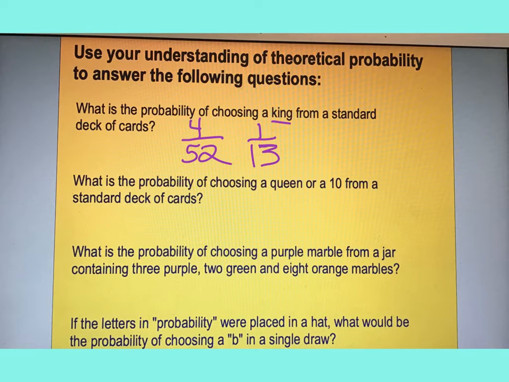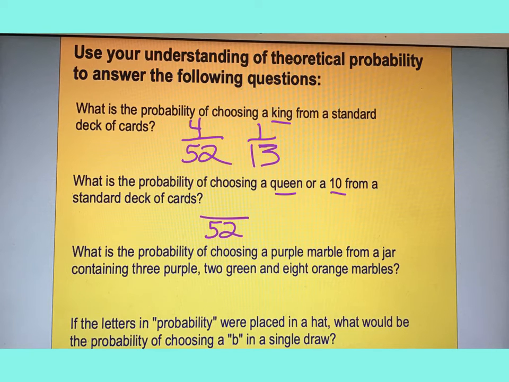Second question, what's the probability of choosing a queen or a 10 from a standard deck of cards? Raise your hand if you know that one. Okay, I'm assuming you guys put 52 as the bottom. And then, of course, if there are 4 kings, there must be 4 queens. If there are 4 of every card, we also have 4 tens. So it's saying queen or 10.